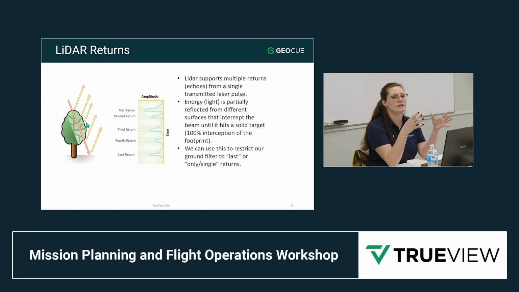You can imagine it kind of like a flashlight. It doesn't hit your first object and stop. It's going to keep shining until it hits something it cannot go through. So that's typically going to be your ground or a rooftop or something like that. So we are able to take this information and restrict our ground classification to the last or single returns so that we can identify only objects that were hit and could not be passed through.